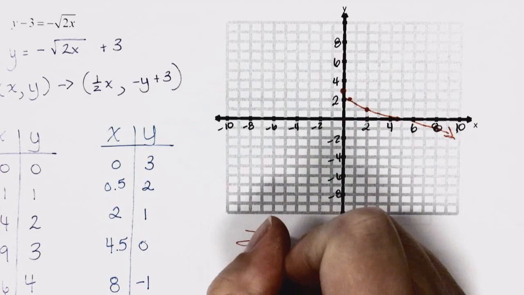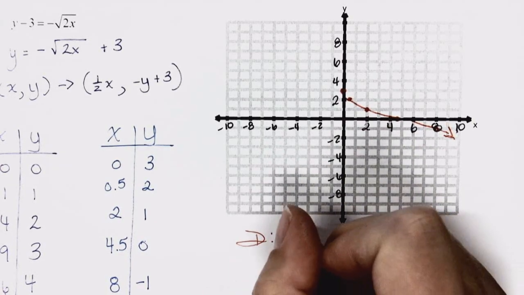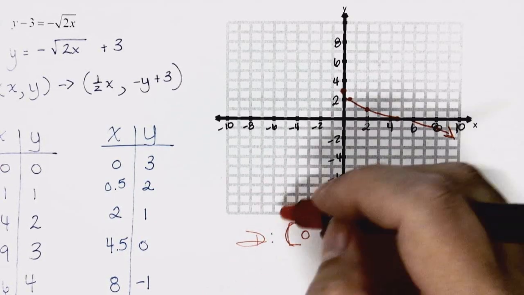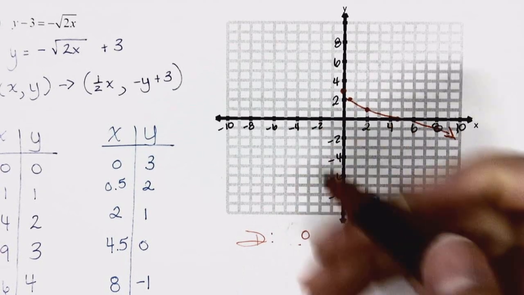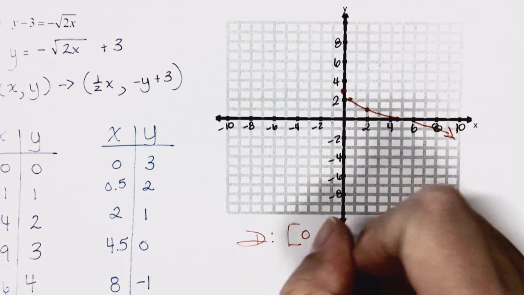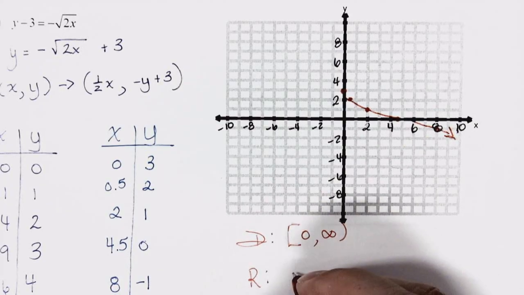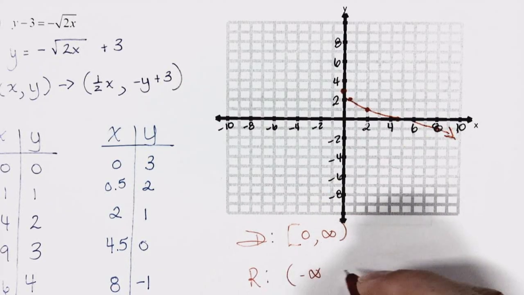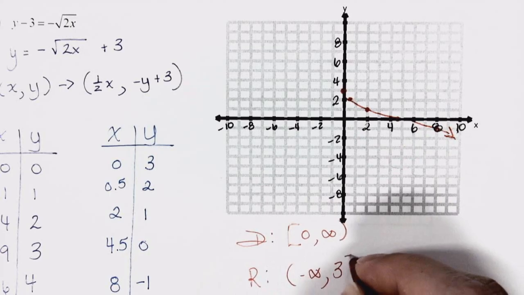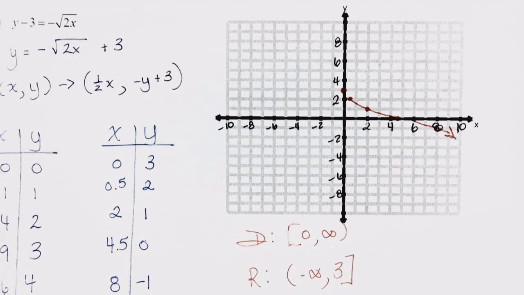Domain and range on this guy. So 0 inclusive to positive infinity. Range negative infinity to positive 3 inclusive. I think as time's gone on, my infinity signs have gotten worse.